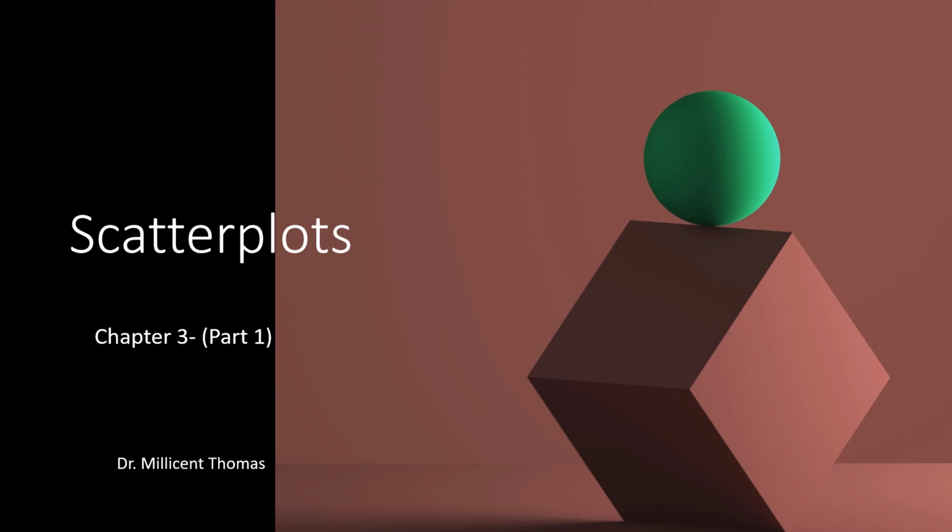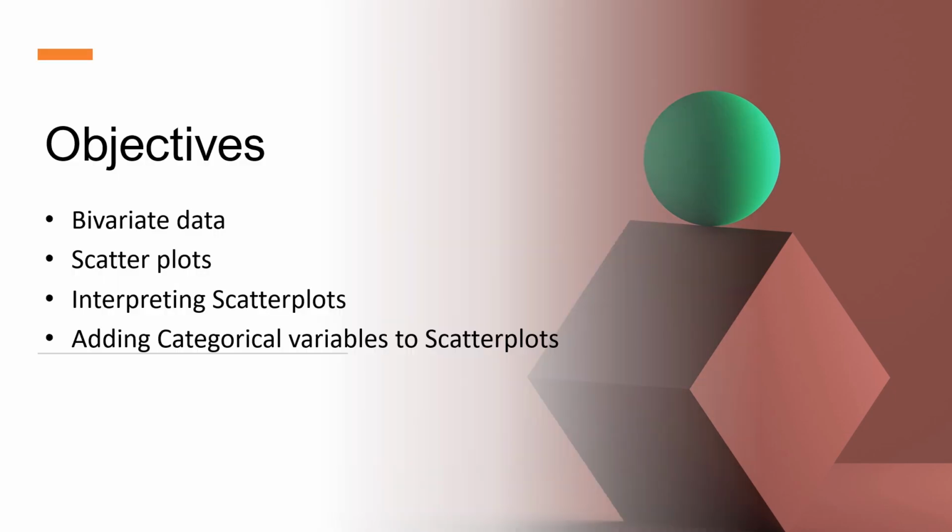In this video, I would like to explain how to draw a scatter plot for bivariate data. When we have two variables, say x and y, and we would like a graphical representation, a scatter plot is a very good graph to represent bivariate data. We can also interpret scatter plots and add categorical variables to scatter plots.